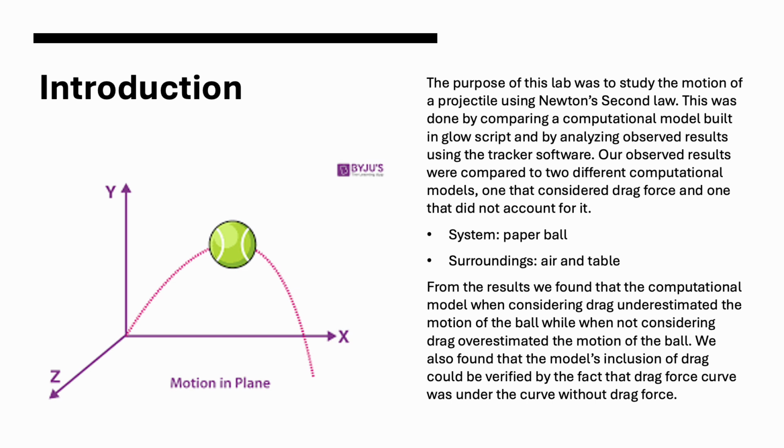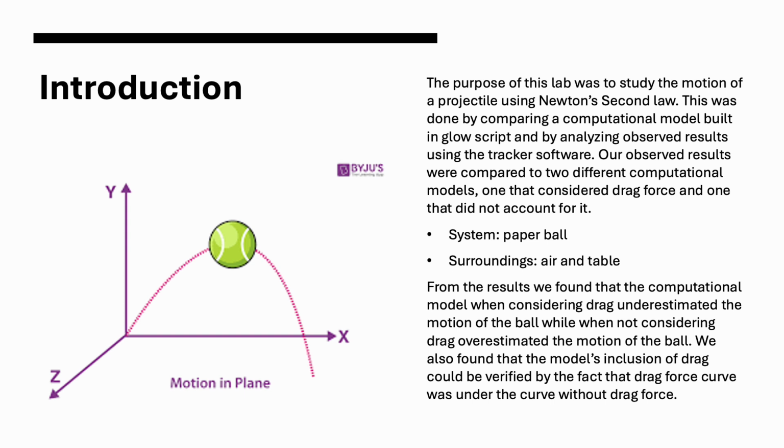The purpose of this lab was to study the motion of a projectile using Newton's second law. This was done by comparing a computational model built in GlowScript and by analyzing observed results using the Tracker software. Our observed results were compared to two different computational models, one that considered drag force and one that did not account for it. Our system was the paper ball and the surroundings are the air and table.